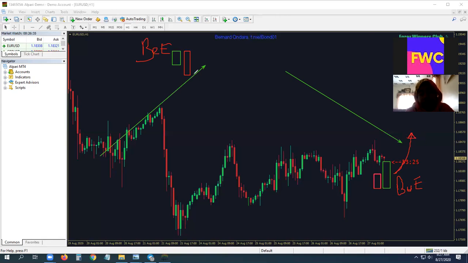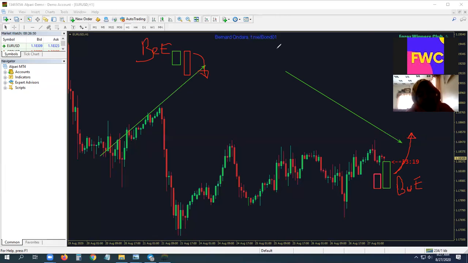Here, the same but reverse. It means there are more sellers that have entered this market, and they have overpowered the number of buyers at that level. And the expectation is the market will go down.